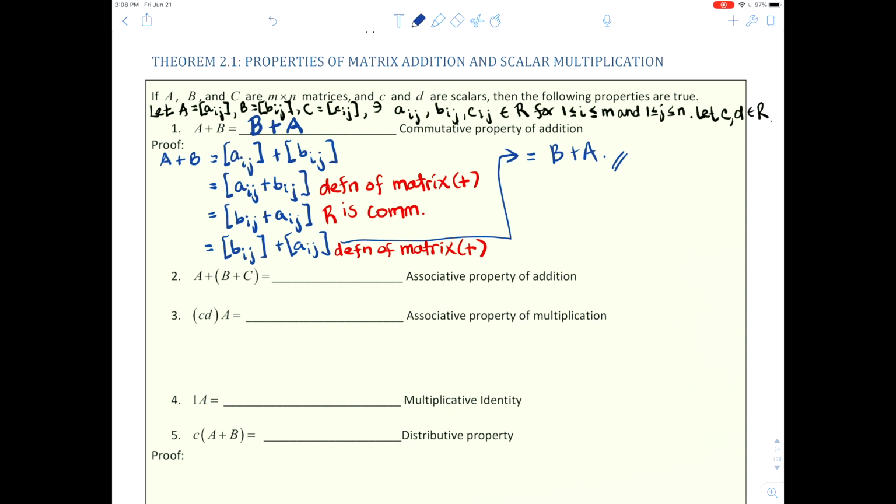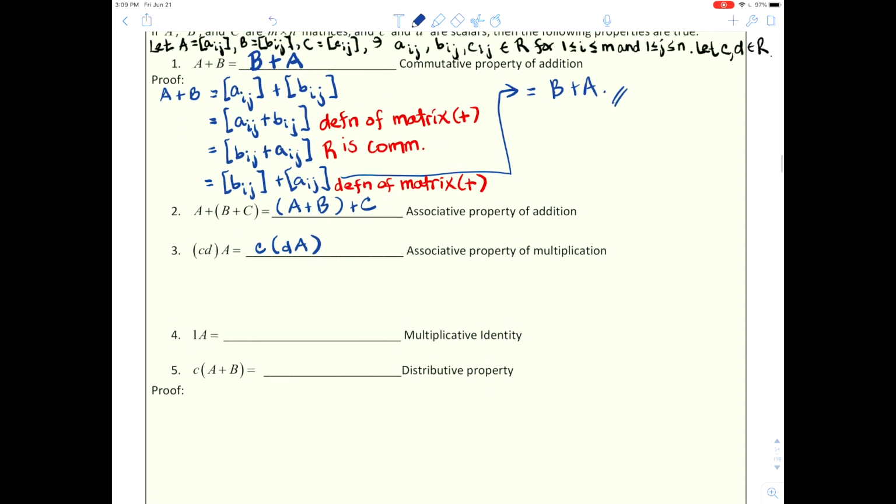All right. The next one I'll leave for you guys to prove, but it turns out that matrices are associative under addition. So A plus quantity B plus C equals quantity A plus B plus C. Now, matrices are also associative under scalar multiplication, all right? So c times d, that quantity times A, is going to be equivalent to c times quantity d times A. So we'll go ahead and prove this one.